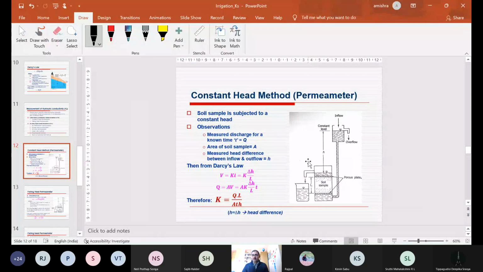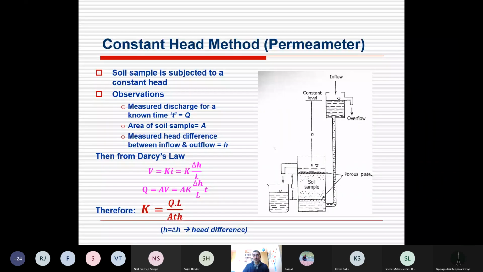Yesterday it was the constant head method, or constant head permeameter, to measure the hydraulic conductivity in laboratory conditions. So it was clear that we are measuring the discharge Q for a particular time T.